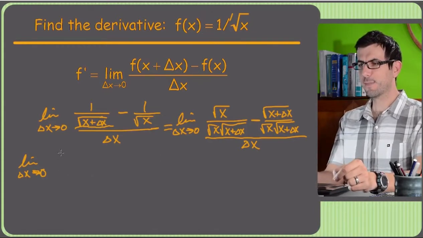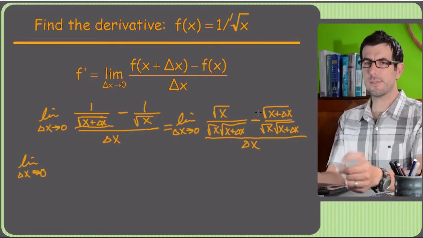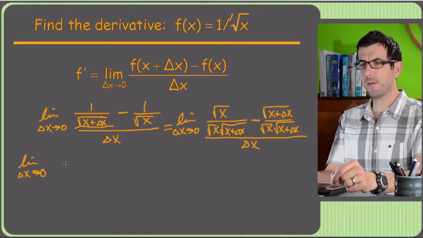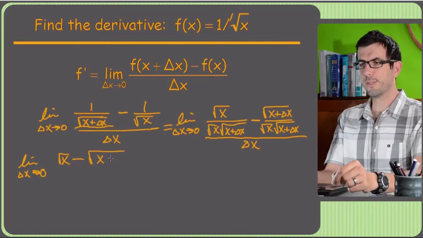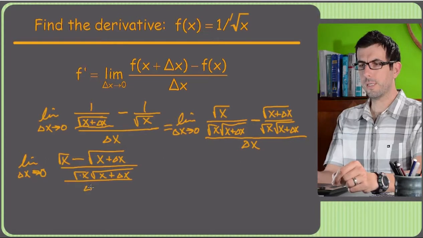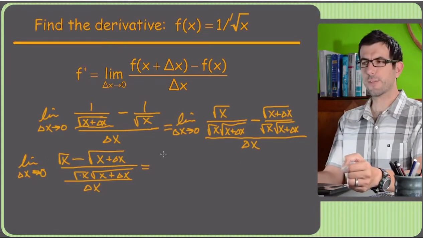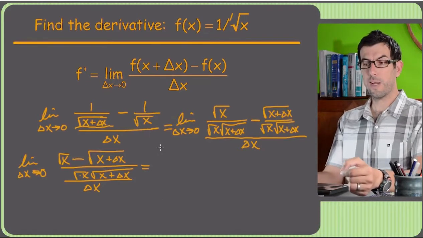All right, so limit as delta x approaches 0. Since these are two fractions with common denominators, I can now just combine the numerators: root x minus root x plus delta x, over square root of x times square root of x plus delta x, all over delta x. As you can see, this hasn't really worked out that nicely quite yet.